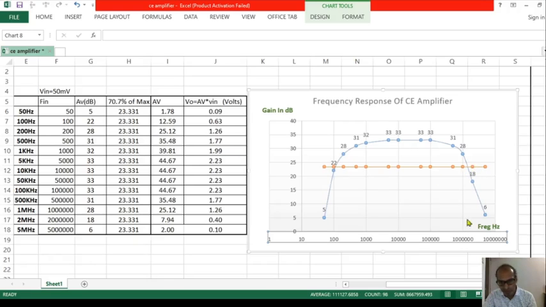If we take a projection of this, we will get a lower frequency somewhere here, about 100 Hertz, and somewhere about here, about 2 megahertz. So broadly we can say the bandwidth of our amplifier is about 100 Hertz to 2 megahertz. So our amplifier can efficiently work in the range from 100 Hertz to 2 megahertz.